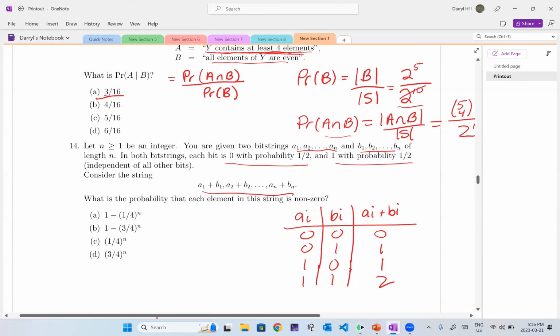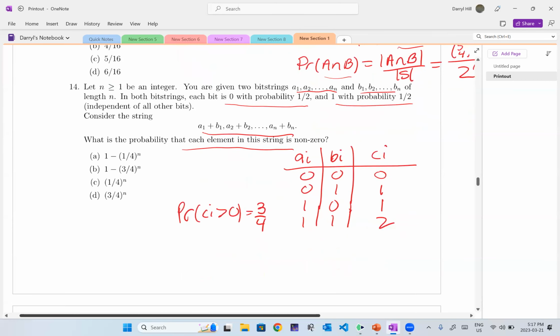So let's call this C_i. The probability that C_i is greater than 0 is equal to 3/4, and the probability that C_i equals 0 is 1/4. Okay, so what is the probability that every element in this string is non-zero? Every element is non-zero. Which one do we like here?